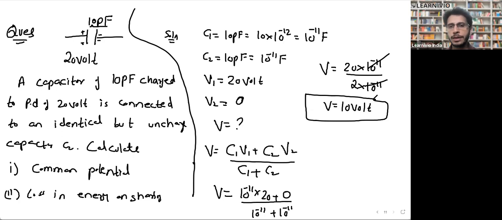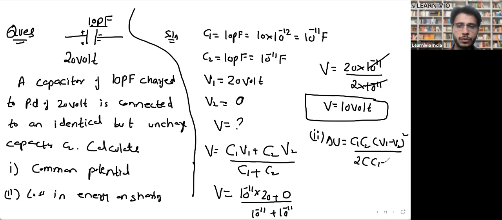So when we connect two capacitors, the charge flows from one capacitor to another and the common potential comes out to be 10 volt. In the second part, you have to calculate loss in energy. For loss in energy, use this direct relation: C1 C2 (V1 minus V2) square over twice of (C1 plus C2). Substitute all the values C1, C2, V1, V2 and get the value of delta U. Calculate how much loss in energy is coming.